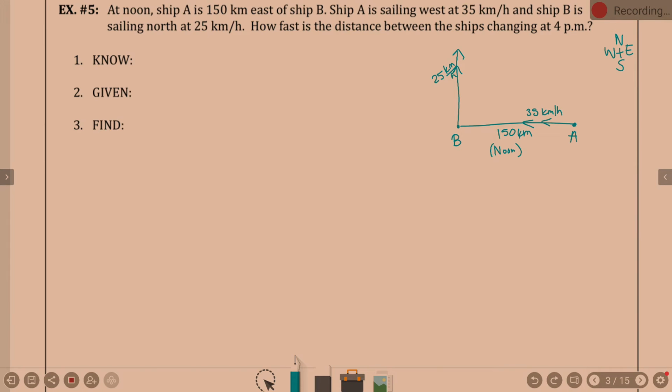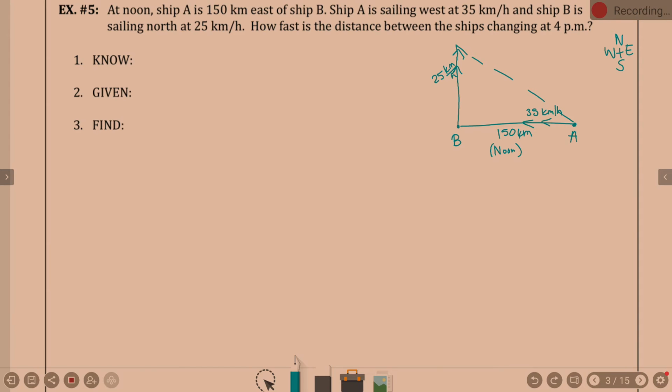How fast is the distance between the ships changing at 4 p.m.? So we're looking at ship A starts here, but its distance is moving, right? Ship B is moving up here. So we're looking at the diagonal and wanting to know how it's changing. Now, similar to the last one, I would use an XY type thing.